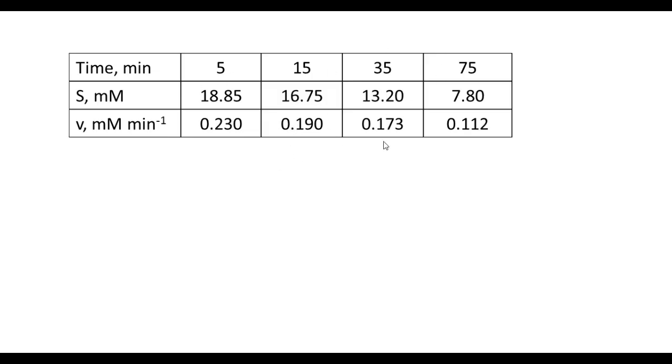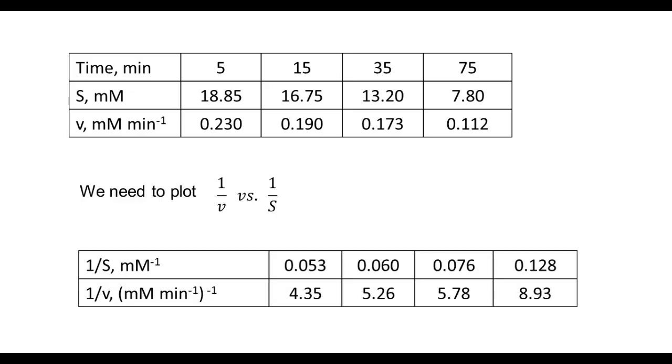The same way we get these values for 35 minutes and 75 minutes, which are the midpoints of those corresponding intervals, s midpoints of the corresponding linear variations, and v that was calculated, the average rate that was calculated in that interval. So now that we have this, we need to plot 1 by v versus 1 by s. We have v and s, therefore we need the inverse values of that.